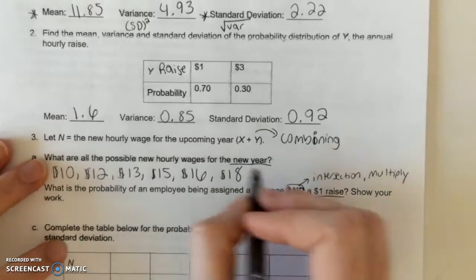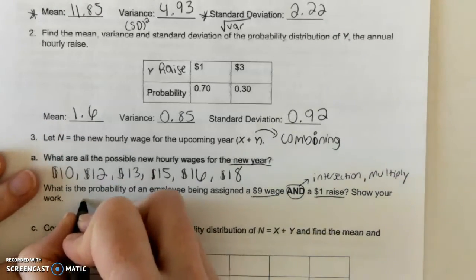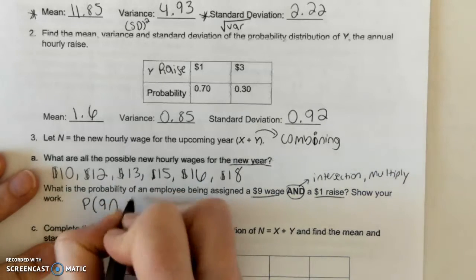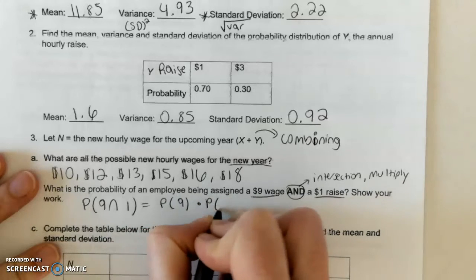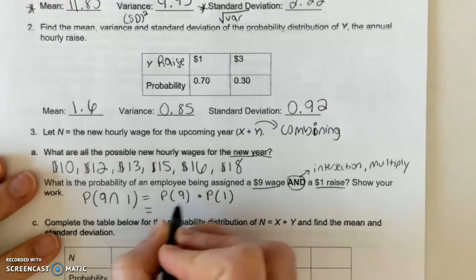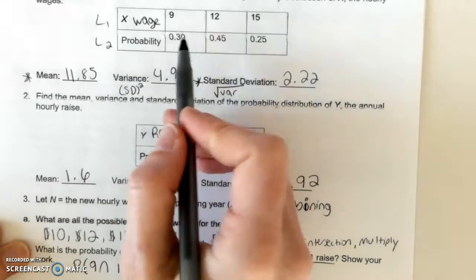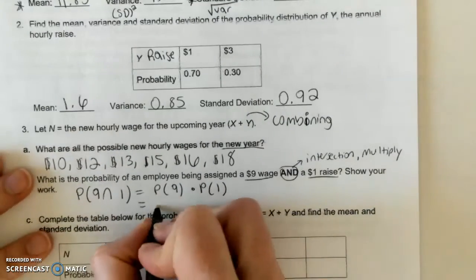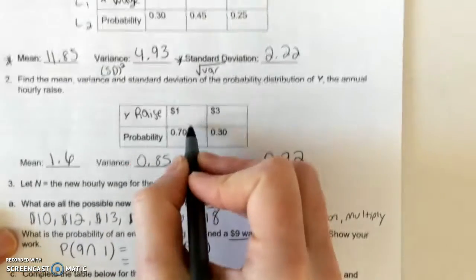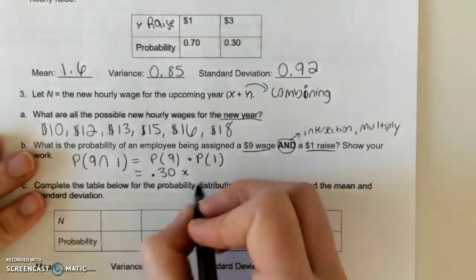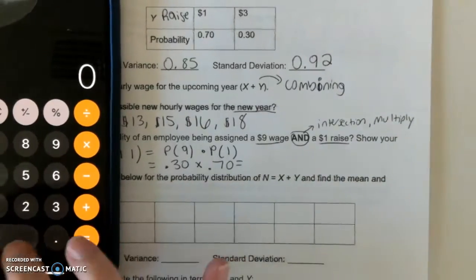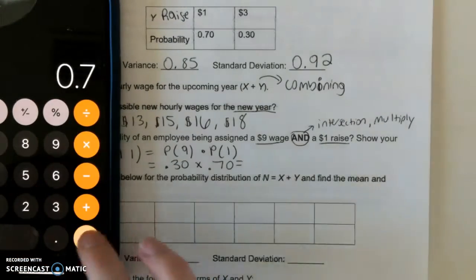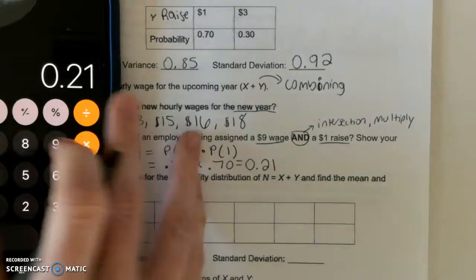So let's figure out the probability of a $9 wage. We want to find 9 intersection 1, right? So that's going to equal the probability of a $9 wage times the probability of a $1 raise. So what's my probability of a $9 wage? That's 0.3. Times the probability of a $1 raise, which is 0.7. So 0.3 times 0.7 will give me 0.21.